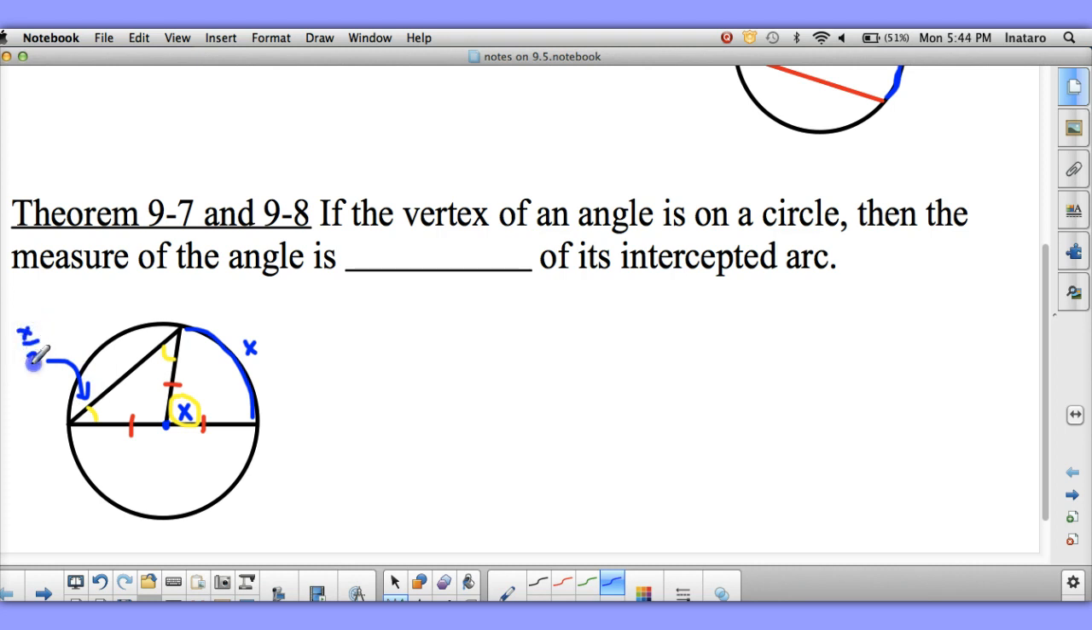So that means that the measure of this inscribed angle, which I'm going to highlight in purple, is x over 2, and the measure of its intercepted arc here is x. So if the vertex of an angle is on a circle, in other words, if we have an inscribed angle, then the measure of the angle is half the measure of its intercepted arc.